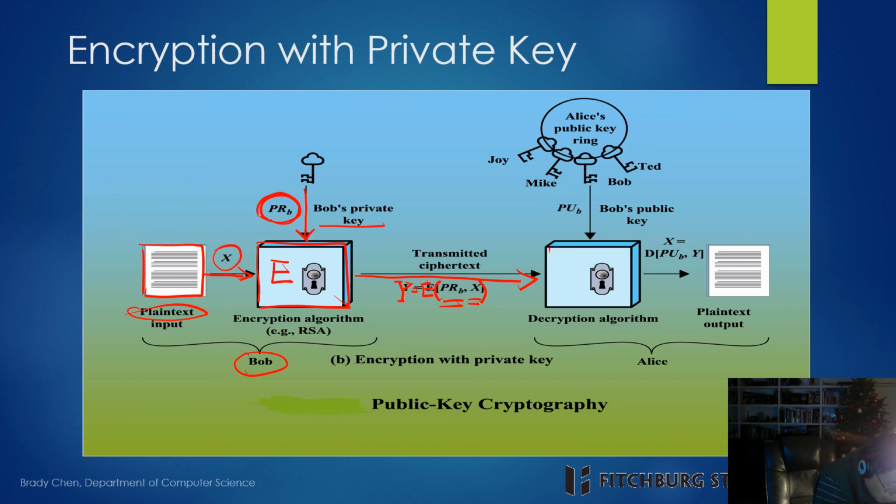Okay, so when Alice receives this ciphertext Y, Alice wants to decrypt the message. Now what is Alice going to do? Because the message was encrypted using Bob's private key, Alice has to pick up Bob's public key to decrypt the message. Okay, so that's Bob's public key.